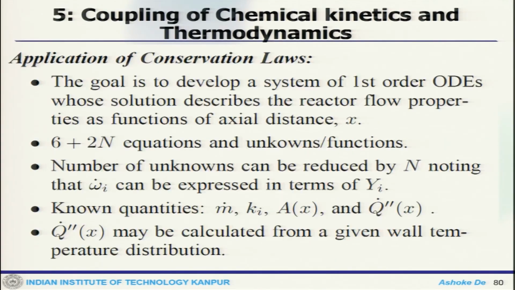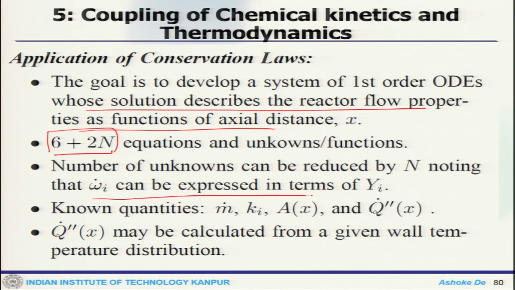So, what is the idea? The idea is to develop a system of first order ODEs whose solution describes the reactor flow properties as a function of axial distance. In total we have 6 plus 2n equations, unknowns or functions. The number of unknowns can be reduced by n, noting that omega dot i can be expressed in terms of yi. The known quantities are mass flow rate m dot, k i, A x, and q dot, which one can calculate from the given wall temperature distribution.